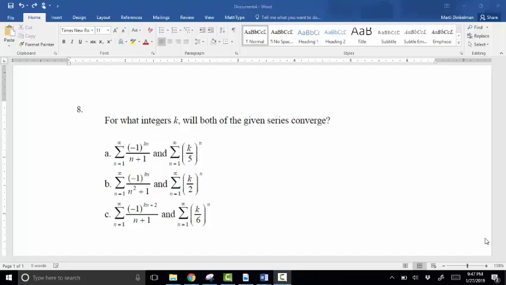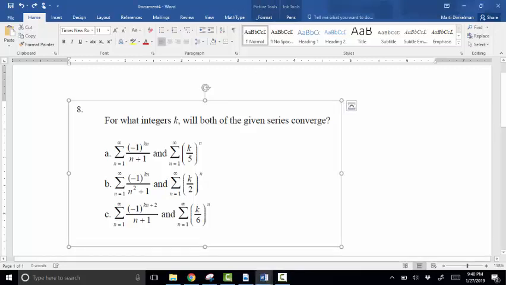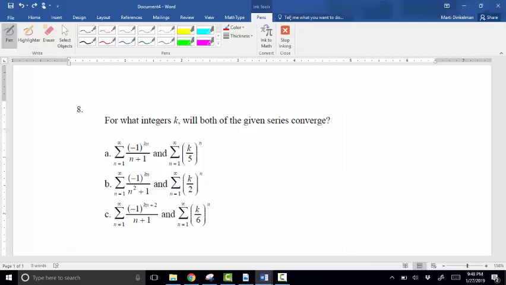This is the Chapter 11, Part 2, Exam Review number 8. And this question is asking us to solve for k, which is just some integer that they have written in with the series that they've created here. So on this first one, I don't know which one's easiest to think about, but maybe we could just think geometrically for all of these first.